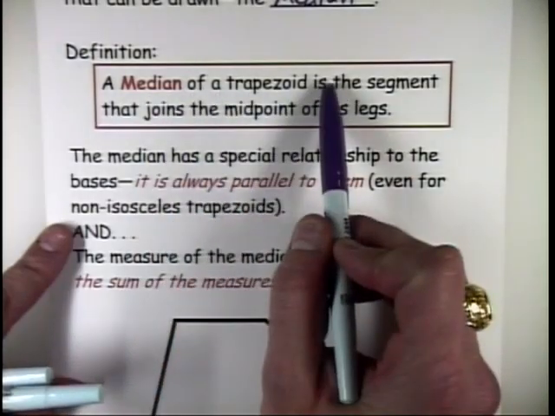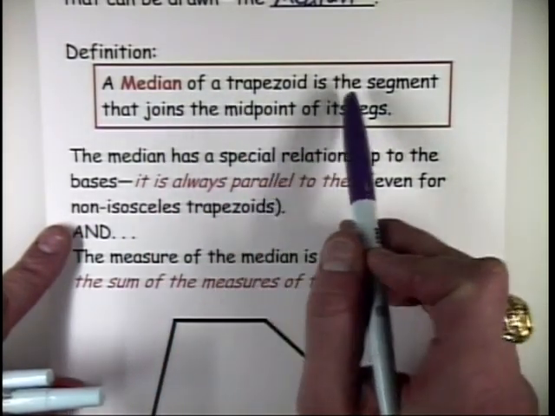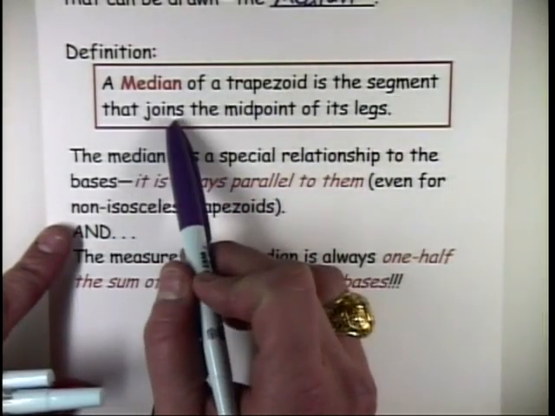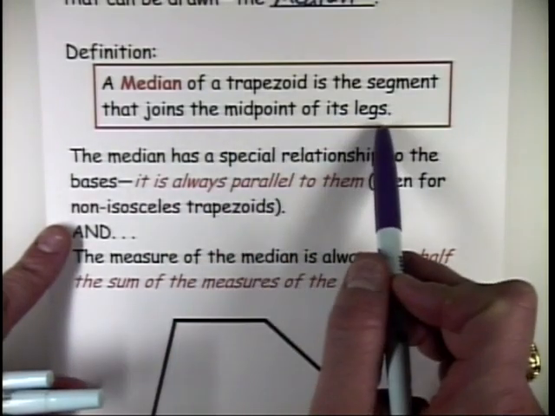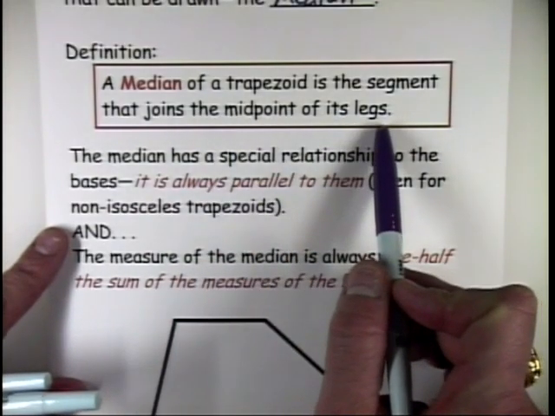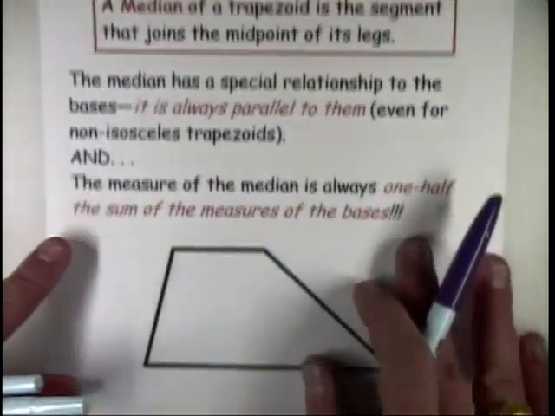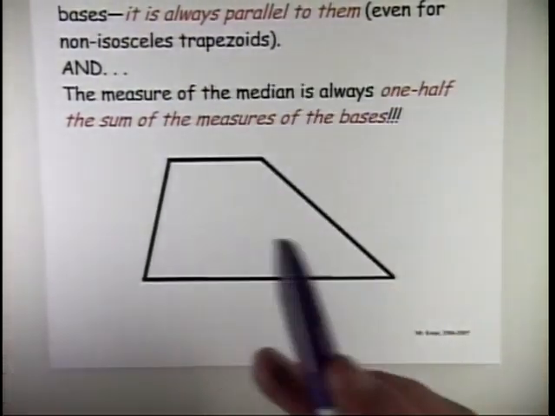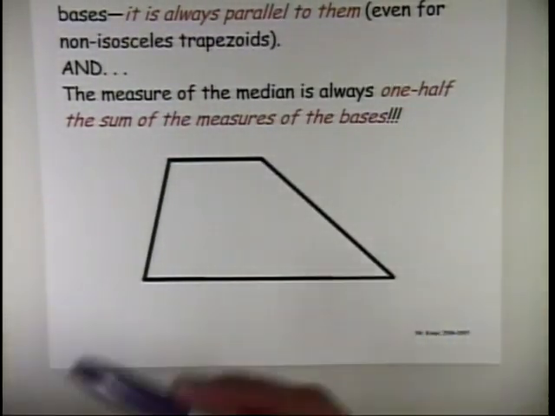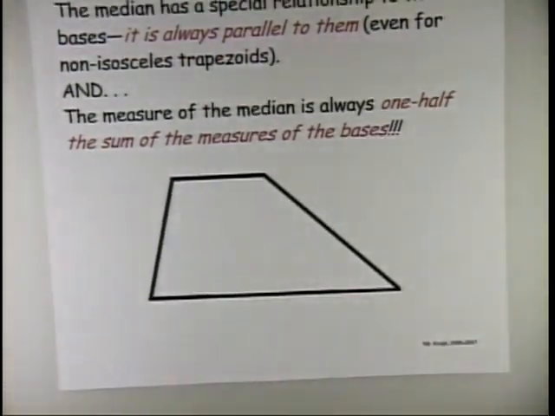The median of a trapezoid, any trapezoid now, is the segment that joins the midpoints of the 2 legs. The legs are the non-parallel sides. Now, the median is a very important line segment, and we're going to talk about it in just a second, but what I want to do is actually show you what the median looks like.